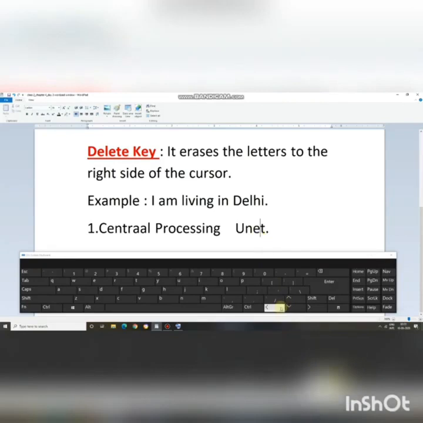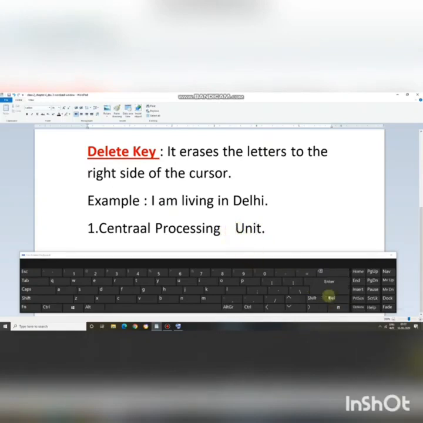Now what is the use of the delete key? It erases from the right hand side. So do I want to erase this letter? No, I want to erase E. So I'll shift my arrow key. What is the right side of it? E. Yes. So I'll click the delete key. You must have seen E gets deleted and I will type I.